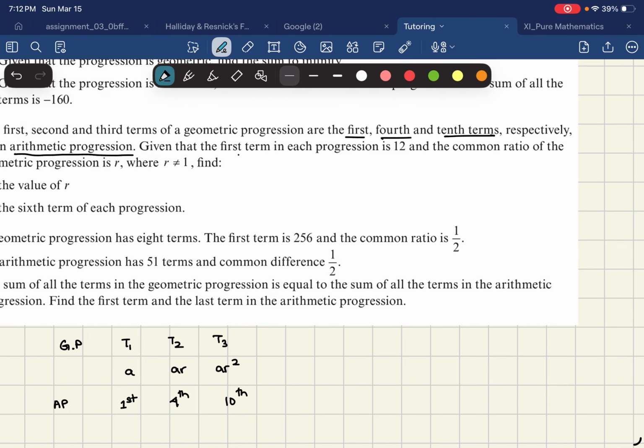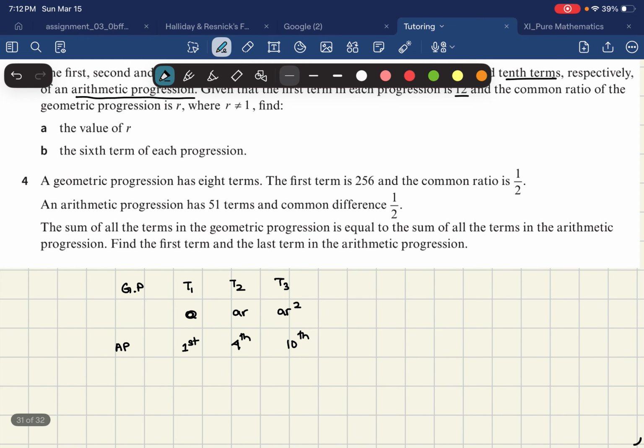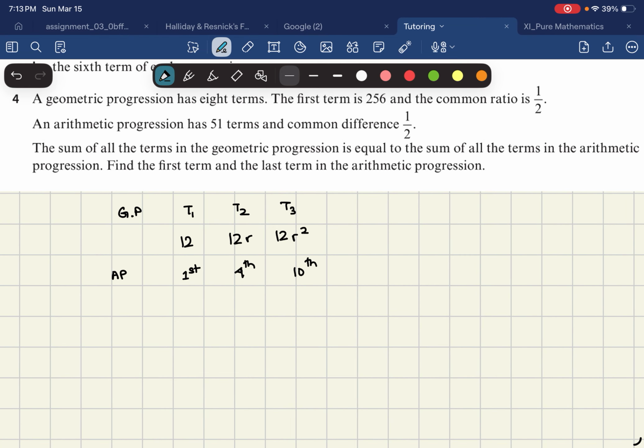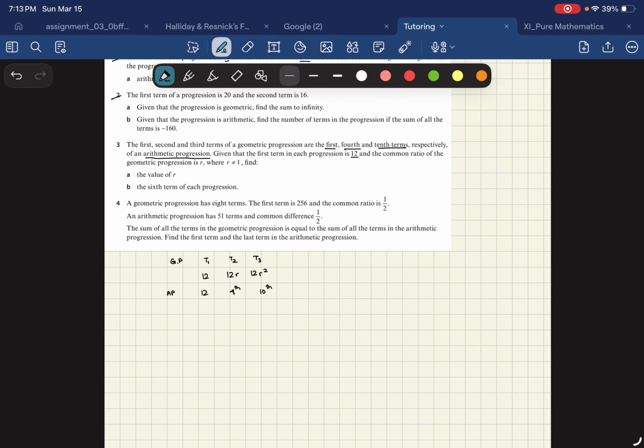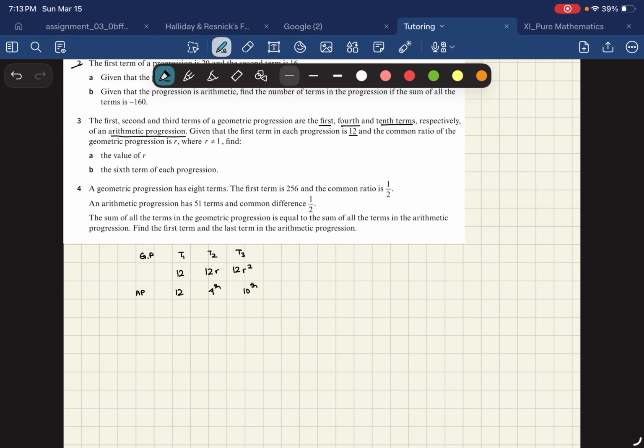Given that the first term in each progression is 12, so the a is just 12, so we have 12r and 12r squared. And in the arithmetic progression, our first term is going to be 12 as well. And r is not equal to 1. Find the value of r and the sixth term.